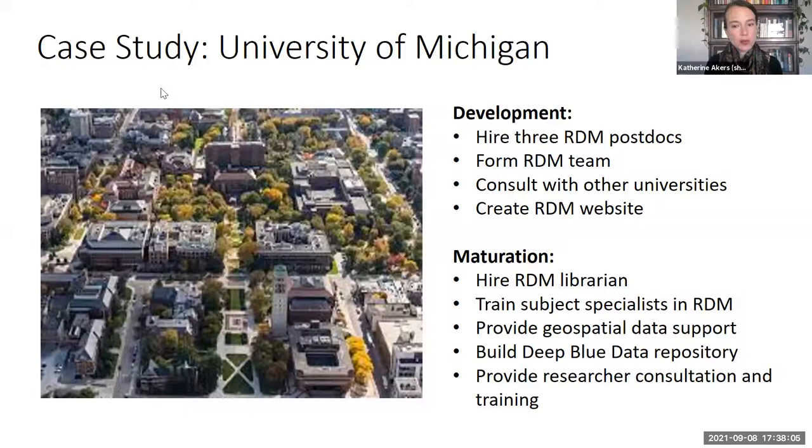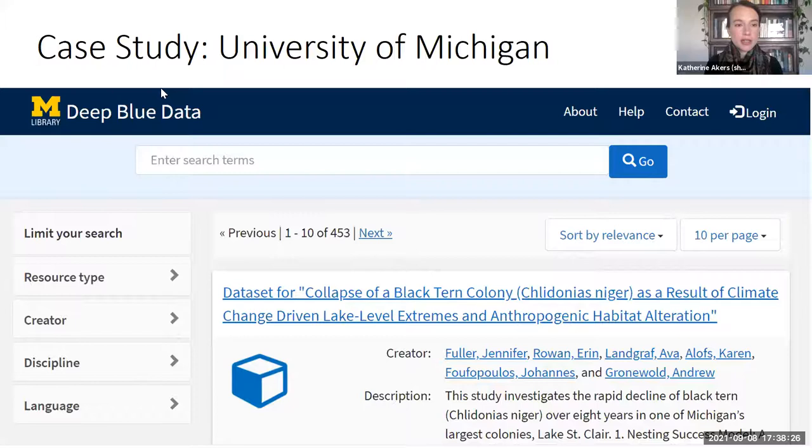University of Michigan built their own data repository using Fedora software called Deep Blue Data. And they continue to provide consultation and training on many different topics related to data management. This is what Deep Blue Data, their data repository, looks like. Again, they built this themselves using Fedora software. So this required a lot of technological resources. You would probably need a programmer on staff to do this.